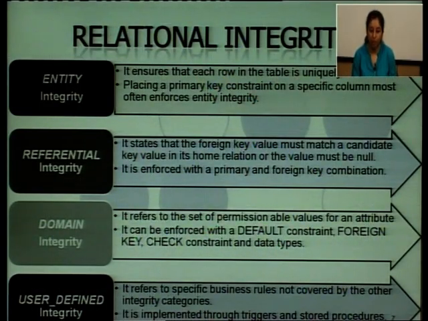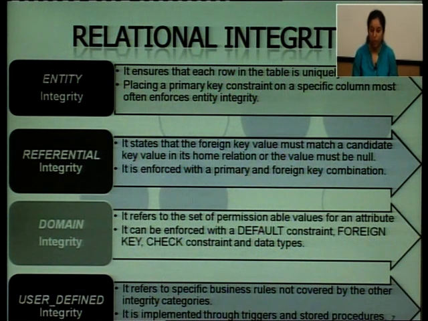Next very important concept of data modeling is relational integrity. First one, entity integrity. It ensures that each row in a table is uniquely identified. Placing a primary key constraint on a specific column most often enforces entity integrity. Next is referential integrity. It states that foreign key values must match a candidate key value in its home relation, or the values must be null. It is enforced with a primary and foreign key combination.